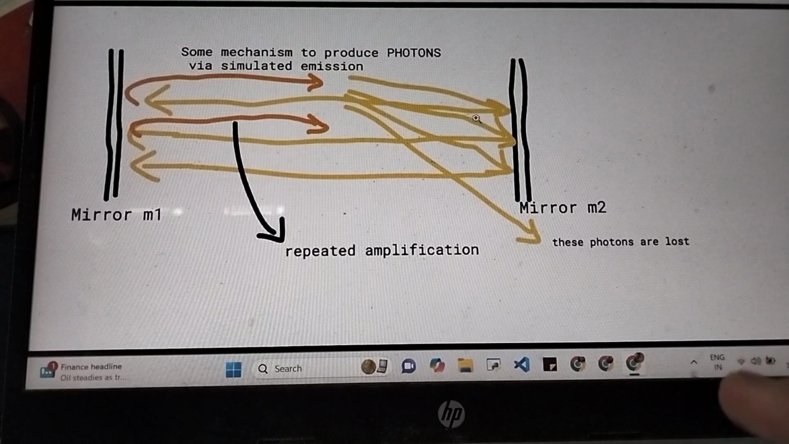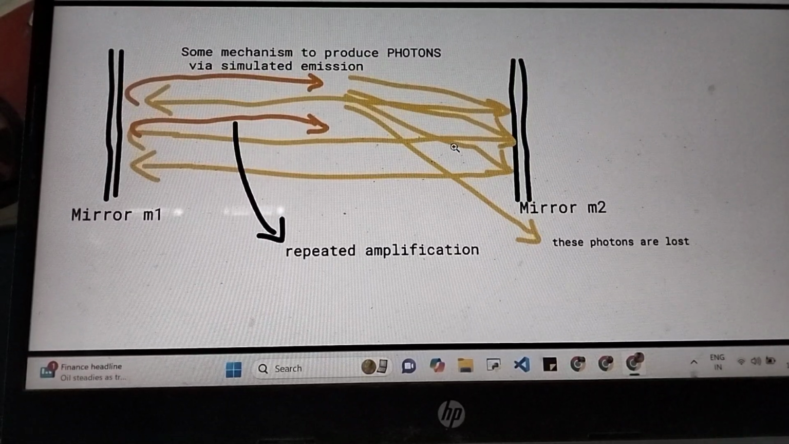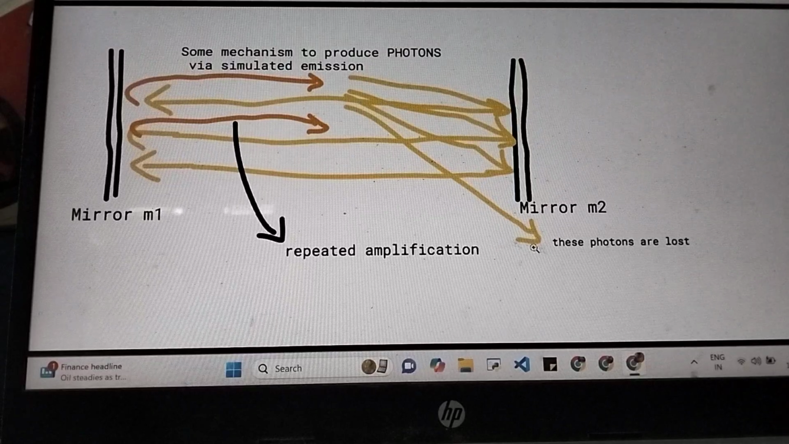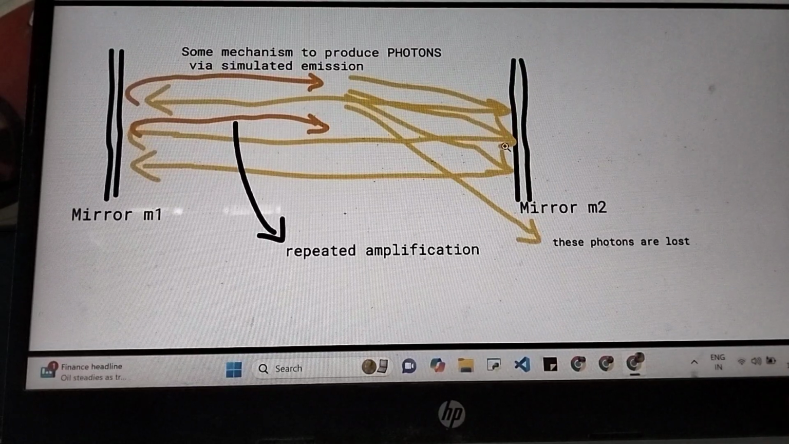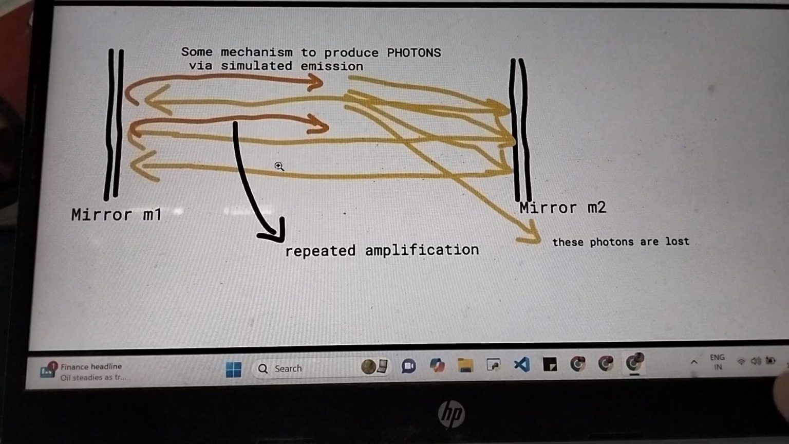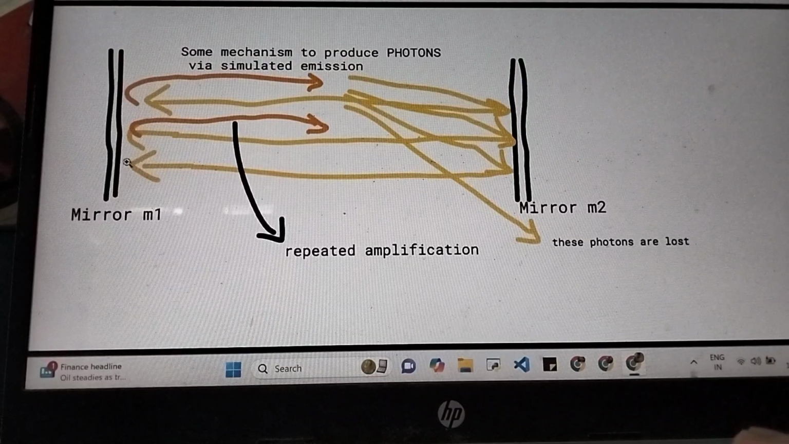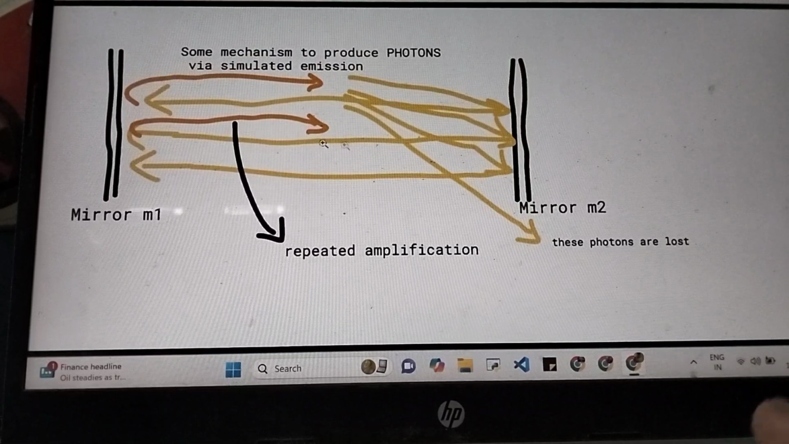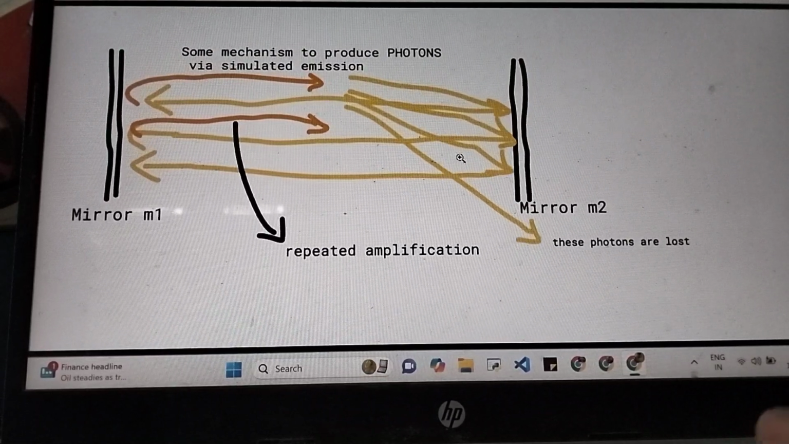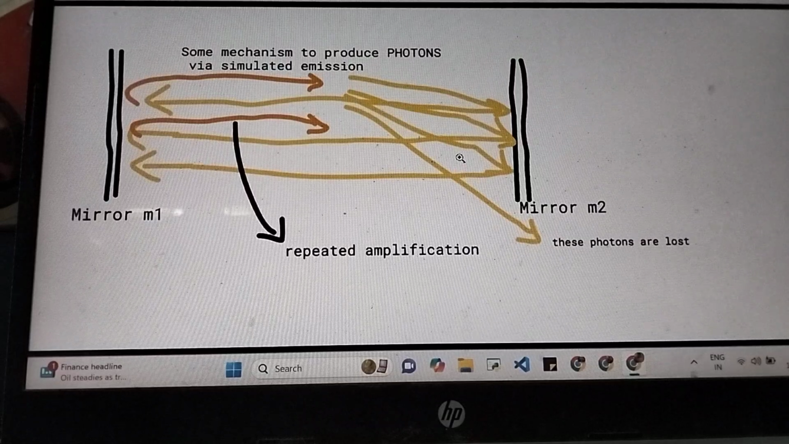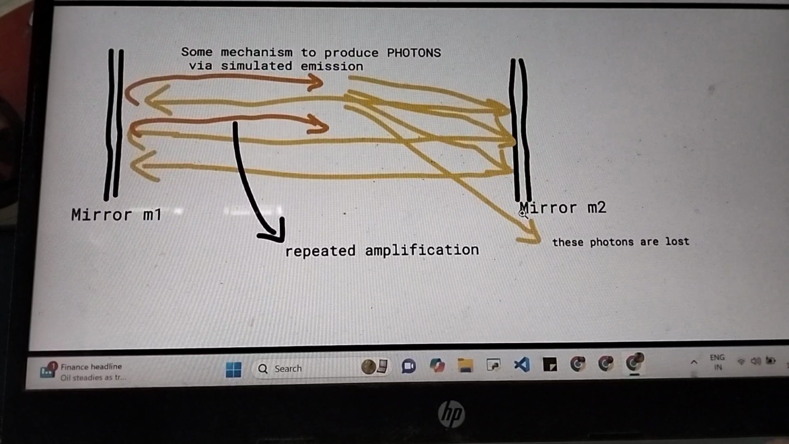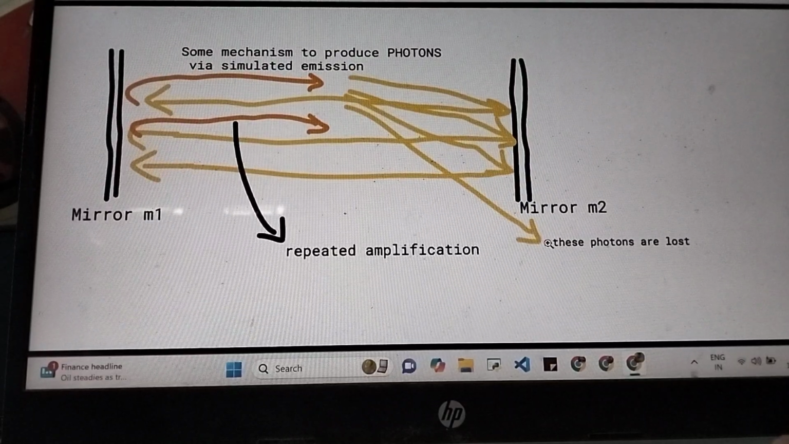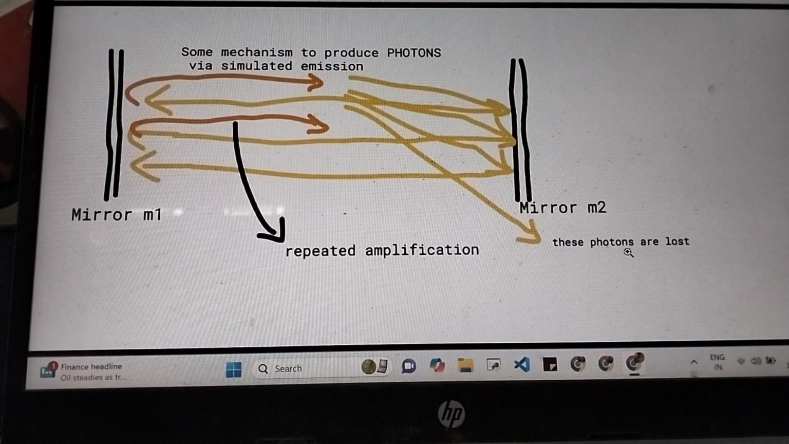One, it ensures that the photon does not go out of the setup and get lost like these ones. So this one which hit the mirror, after hitting the mirror, the mirror ensures that it is reflected at an appropriate angle such that it will hit M1 again, then M2, then M1. So the photon remains within the setup and helps in the production of light, unlike these photons which went out of the setup and were lost. That is one thing.